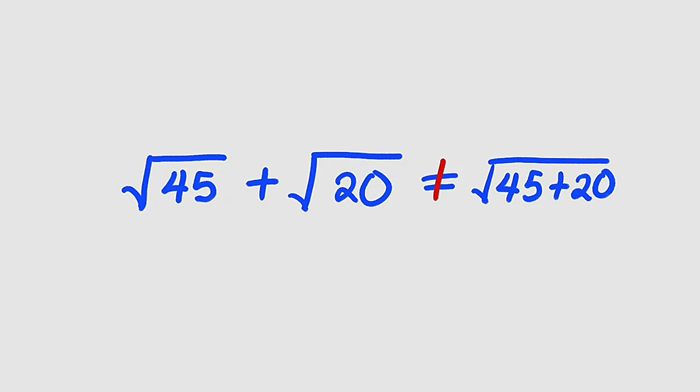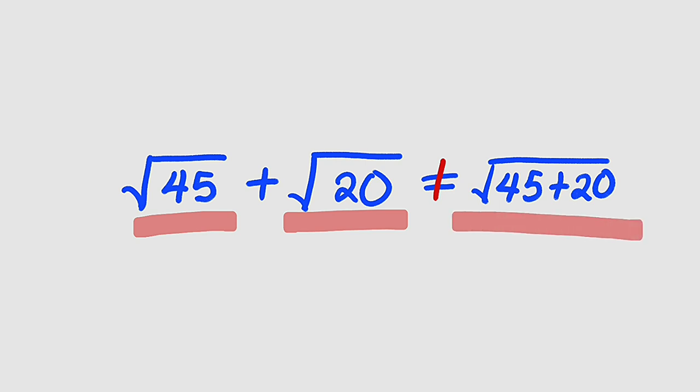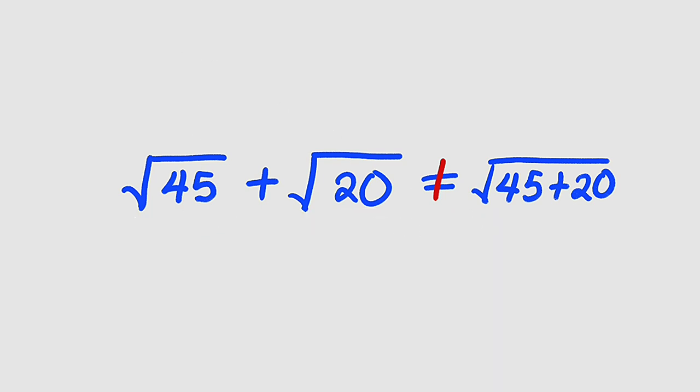If you're just starting surds as a topic, this is one of the mistakes you should avoid. The square root of 45, for example, plus another square root of 20 is never the same thing as the square root of 45 plus 20. You should know that you can only add or subtract similar surds.